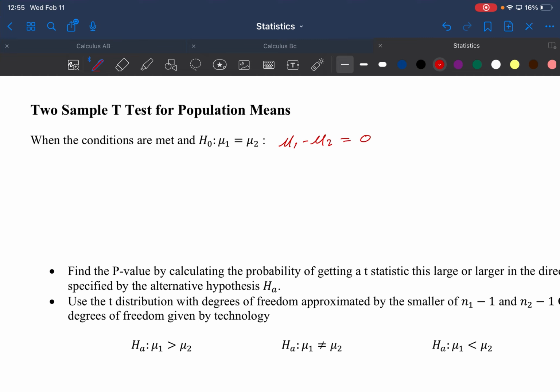Okay, any questions so far? Okay, this is a very short notes. Okay, on to our example.